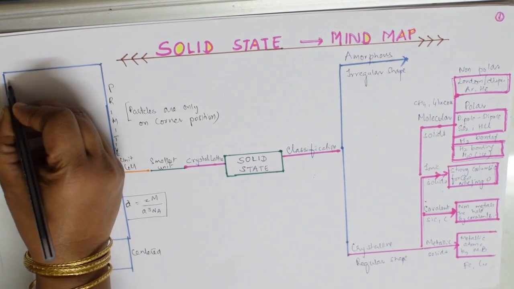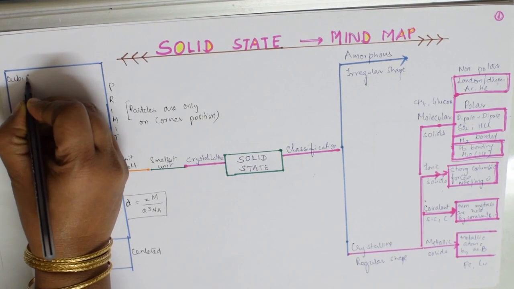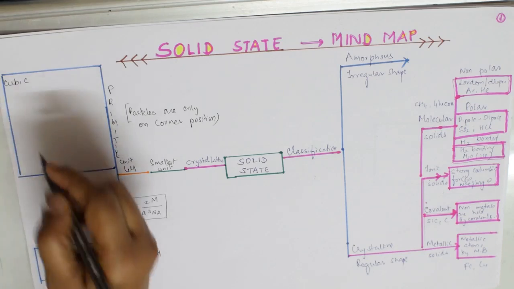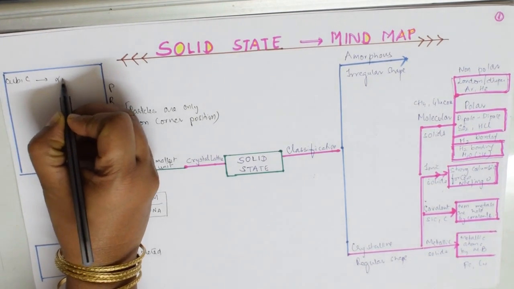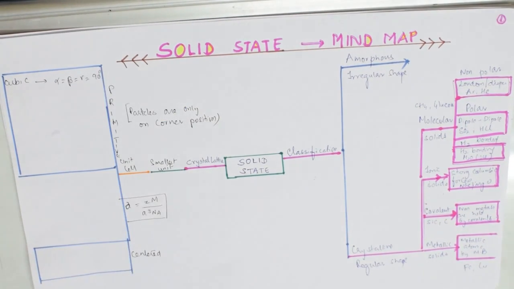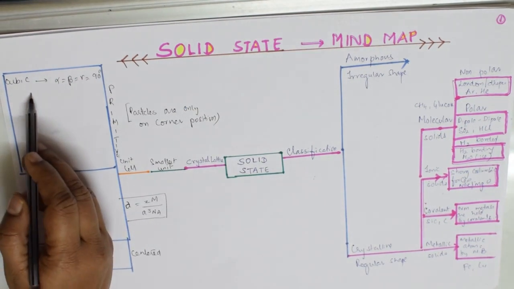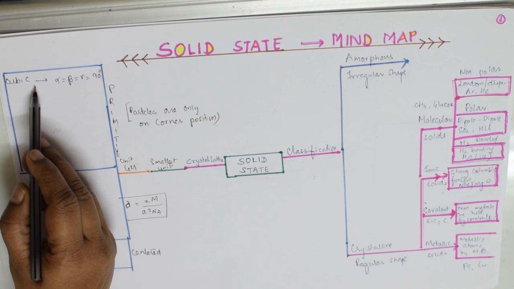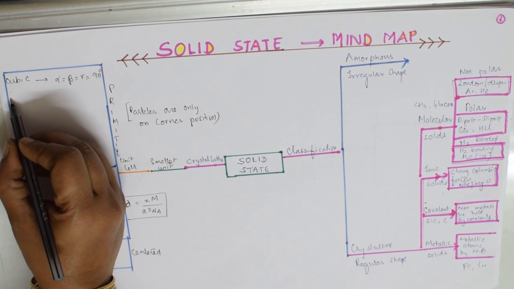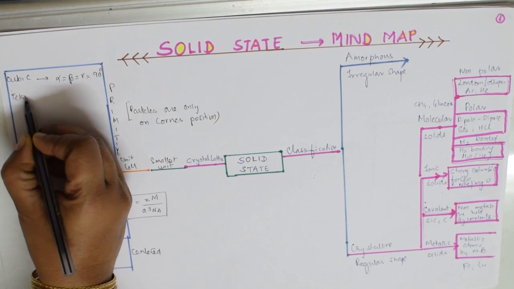So the first variety which you should remember is cubic. In cubic you need to remember the edge lengths and the bond angles, that is alpha, beta and gamma. The important speciality of cubic is that alpha is equal to beta is equal to gamma is equal to 90 degrees. Examples of cubic crystal lattice are sodium chloride, polonium and copper. Next is the tetragonal structure.